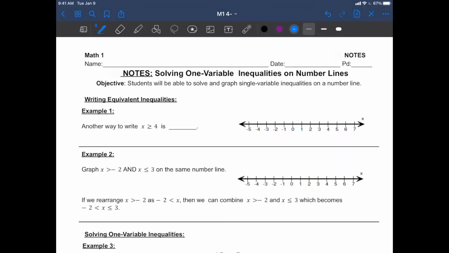Welcome to our notes on solving one variable inequalities on number lines. Students will be able to solve and graph single variable inequalities on a number line.